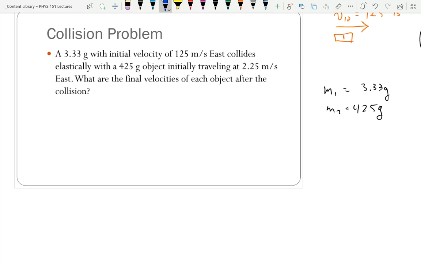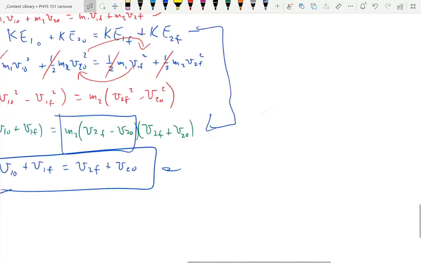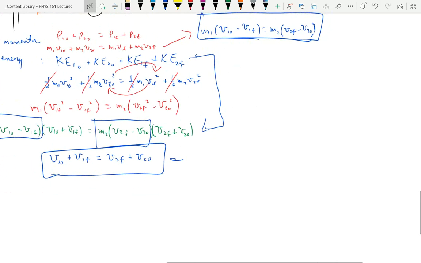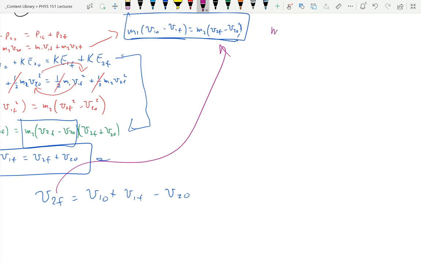So, let's just do it algebraically. Let's solve for V2 final equals V1 initial plus V1 final minus V2 initial, and then put that into there.